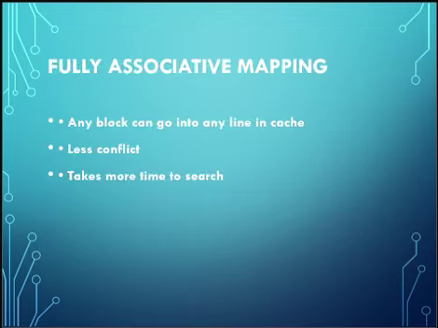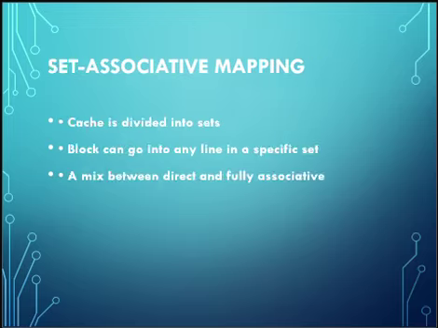Fully associative mapping. This one is the opposite of direct mapping. Data can go anywhere in the cache. That means fewer conflicts, but it takes longer to search the whole cache to find what you need. It's more flexible but slower to read through.